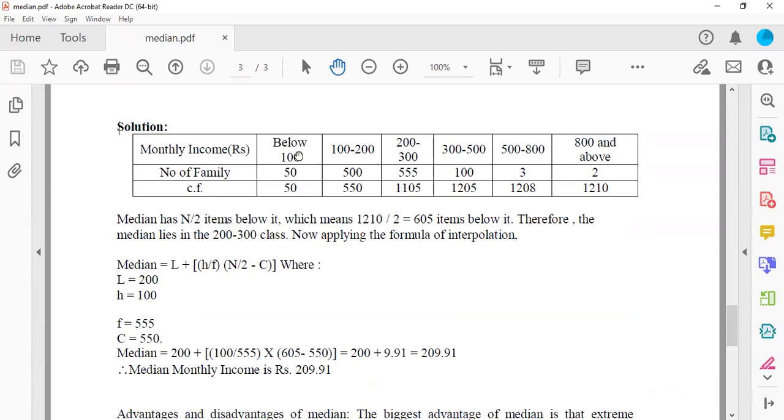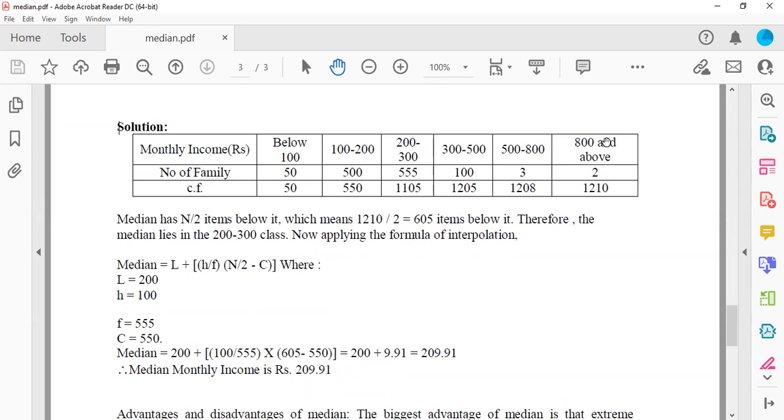Like below 100, what is the lower bound? I don't know. And that is not needed in the calculation of the median. 800 and above, what is the upper limit? I don't know. But that is also not needed in the calculation of the median. But if you try to calculate the arithmetic mean, you have to record 800, find the mid value. You have to record the mid value of all classes.